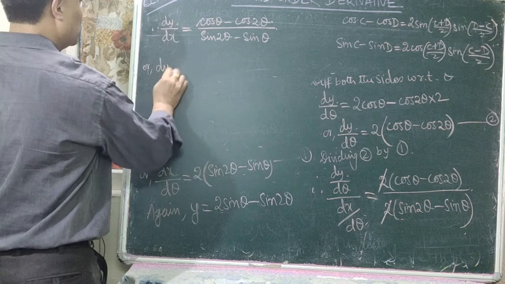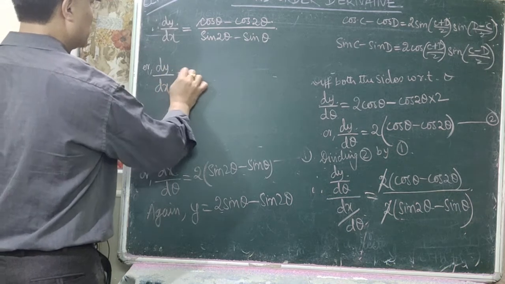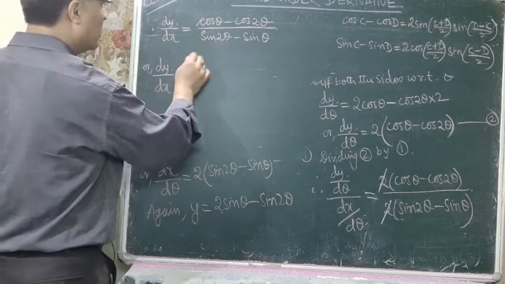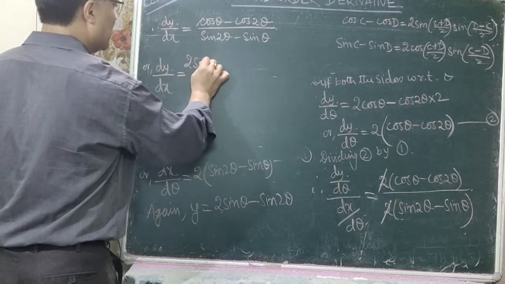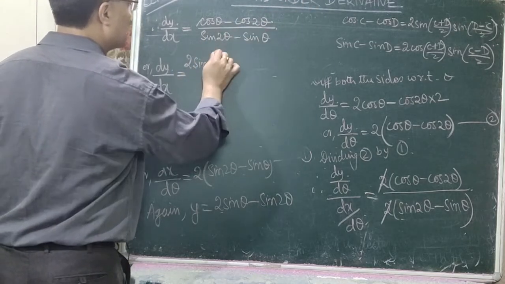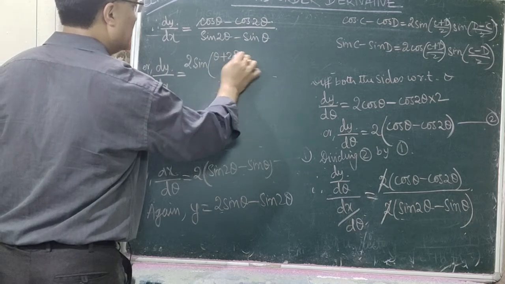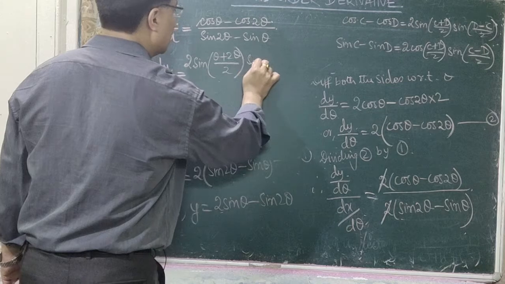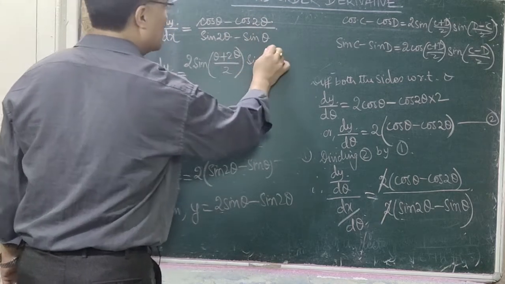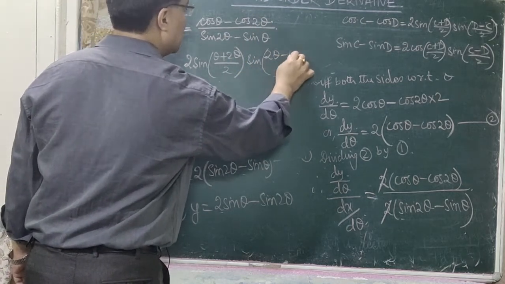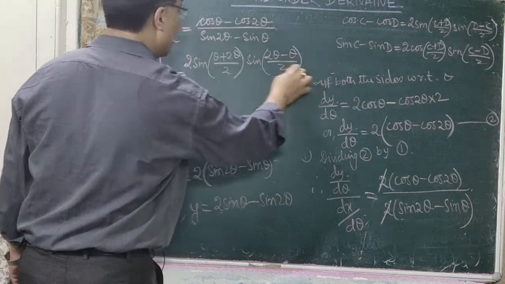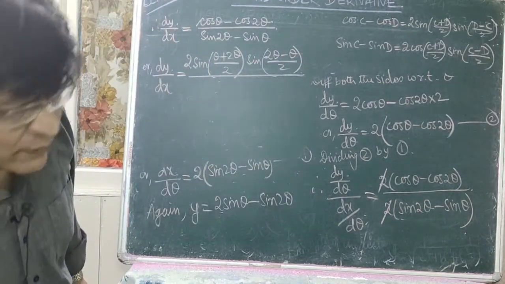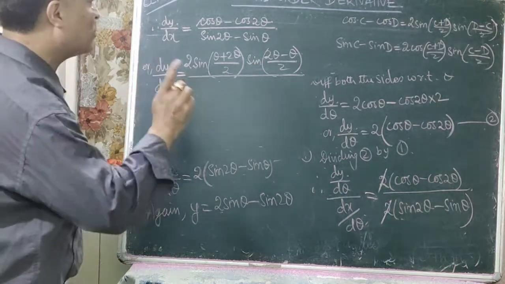So dy by dx is equal to, this is cos c minus cos d. What is the formula? 2 sine of, what is c plus d? Theta plus 2 theta divided by 2. That is your sine c plus d by 2. Then write down sine of d minus c. What is d minus c? 2 theta minus theta divided by 2. Whole divided by, in the denominator, what will you write?